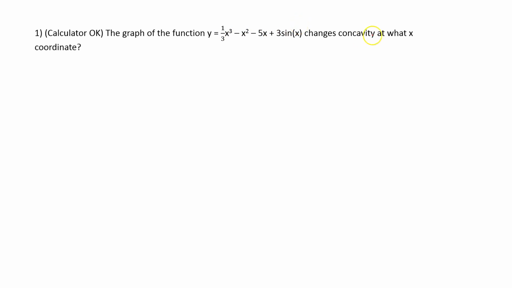So, graph of the function y equals 1/3 x cubed minus 2x squared minus 5x plus 3 sine x changes concavity at what x coordinate. So what we have to do here is for y double prime to change sign.